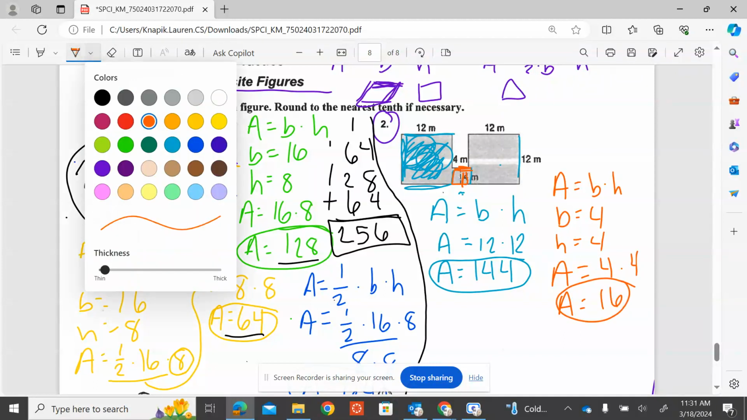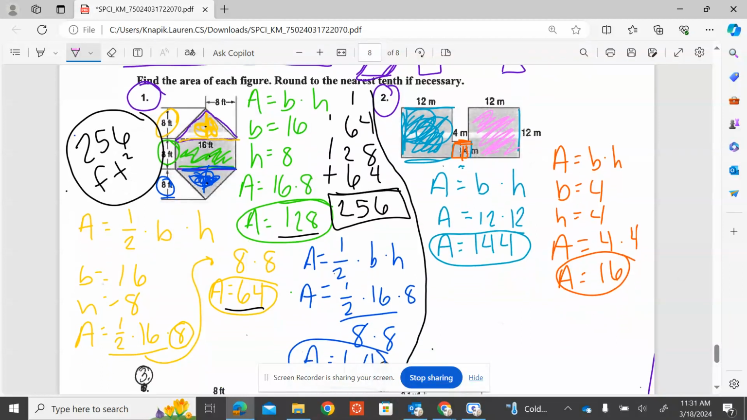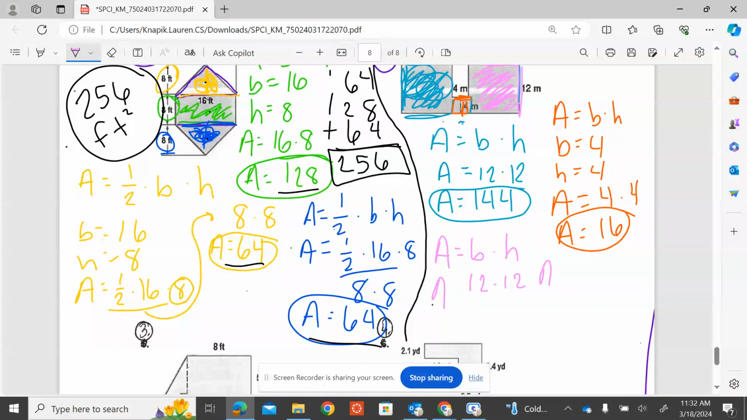Like I said in the last problem, it appears that these 2 squares are the exact same size, and indeed that they are, but for the sake of it, get in the habit of solving out every single shape on your compound figures. So, on my pink square, we're going to have base times height again. Our base is 12, and our height is 12. Therefore, our area is going to be another 144.